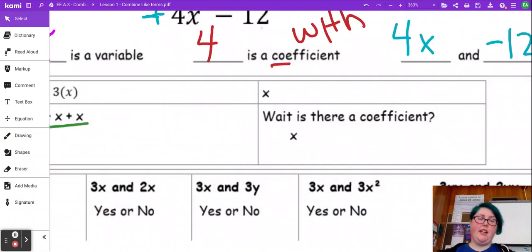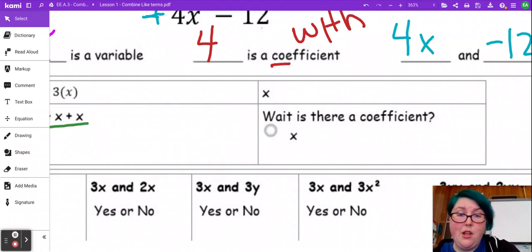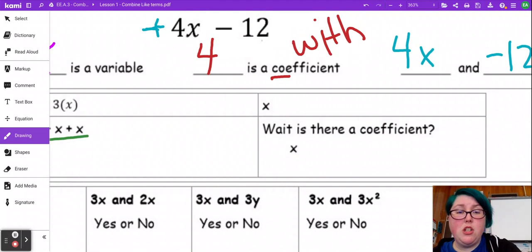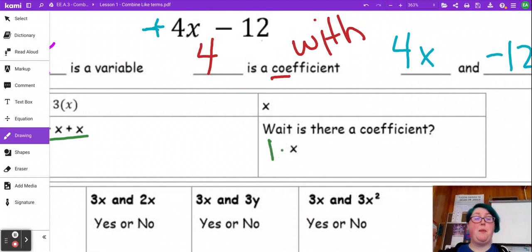We just see x. Is there a coefficient? Well, actually, yes. Remember, mathematicians want to do things the easiest way possible. So if you just see a variable, just x, the coefficient will be 1. That means 1 times x.